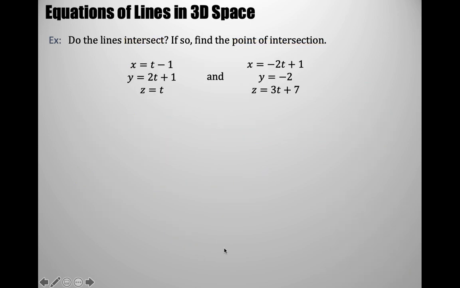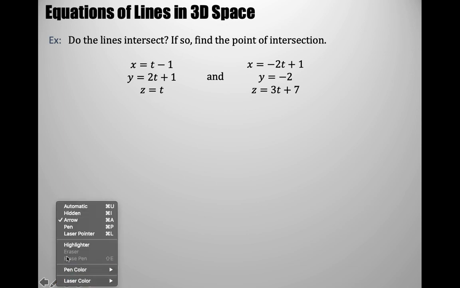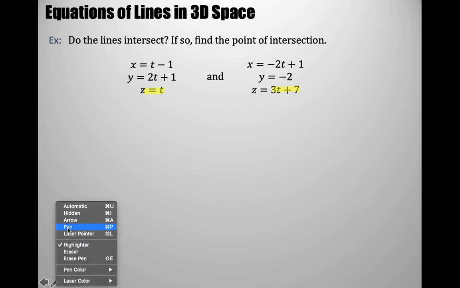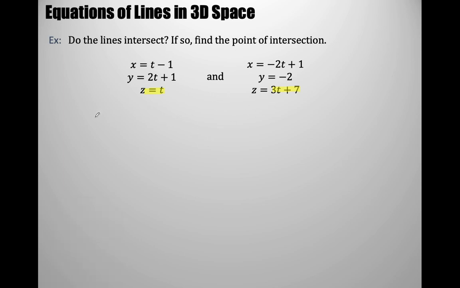Last one. Same kind of problem, just two different lines. So I notice here z is equal to t. Therefore I know already what I've got going on. I've got a little bit of substitution, kind of easy there. So this is line 1. This is line 2.